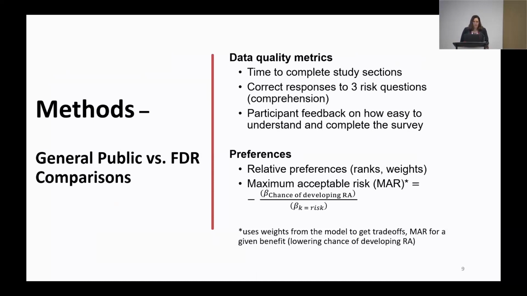I'm going to present results around our data quality metrics because we're talking about comparing these two samples and also the preferences themselves. There's a lot in the literature around figuring out how well people are paying attention to your survey. Are they speeding and just clicking to get to the gift card? Are they picking A every time? Or are they actually paying attention?